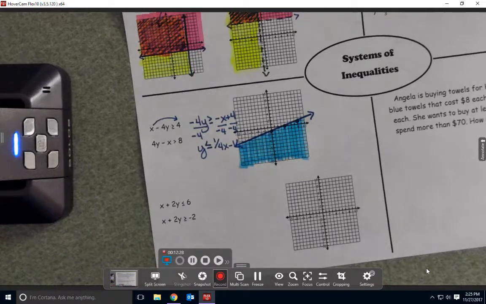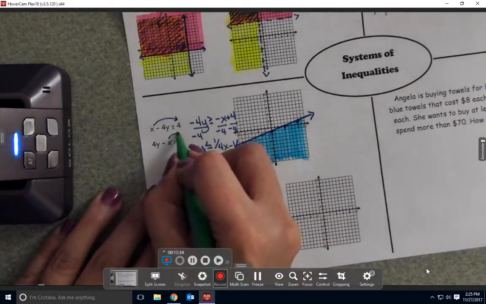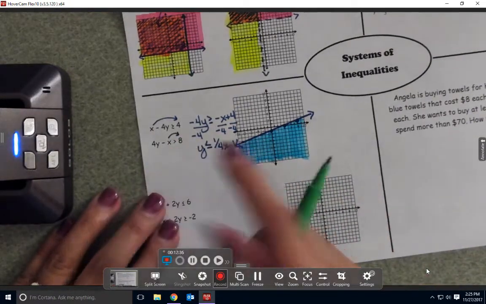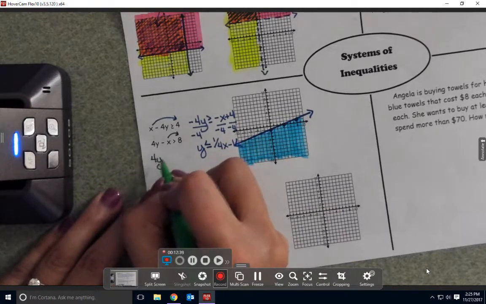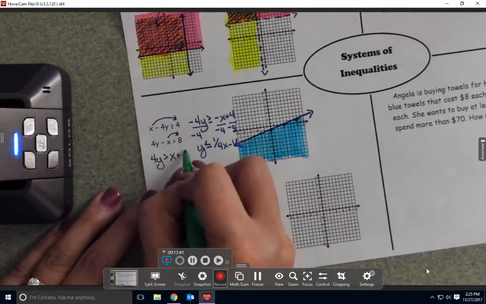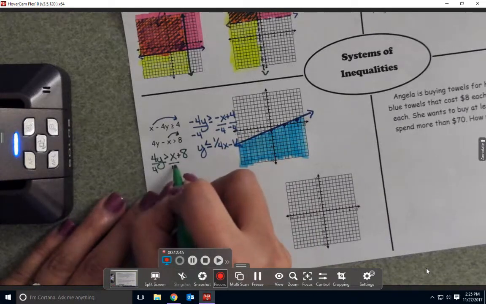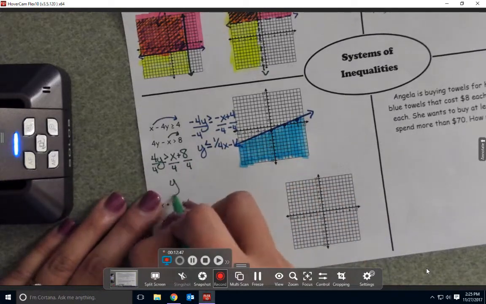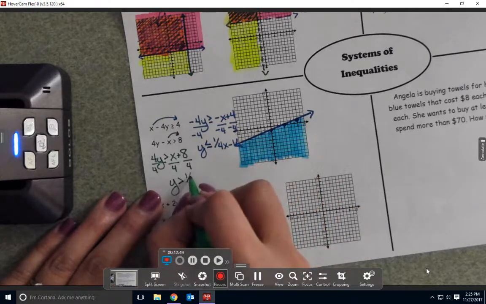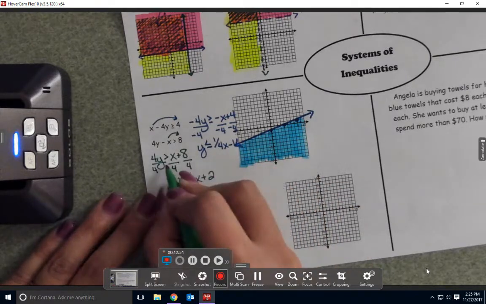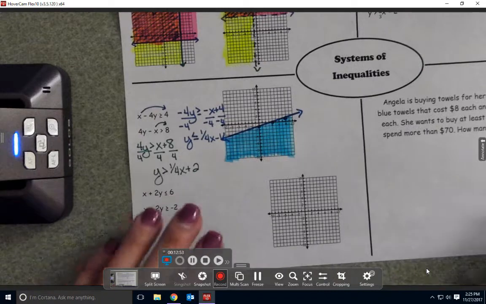And then solving your other one. Got to get y by itself. So again, move this x over. Now this one, it's a negative x. So when you move that x over, it's going to become a positive x. And then divide everything by 4. So I get y is greater than 1/4 x plus 2. So remember, we didn't need to switch our sign on that one because we didn't divide by a negative.